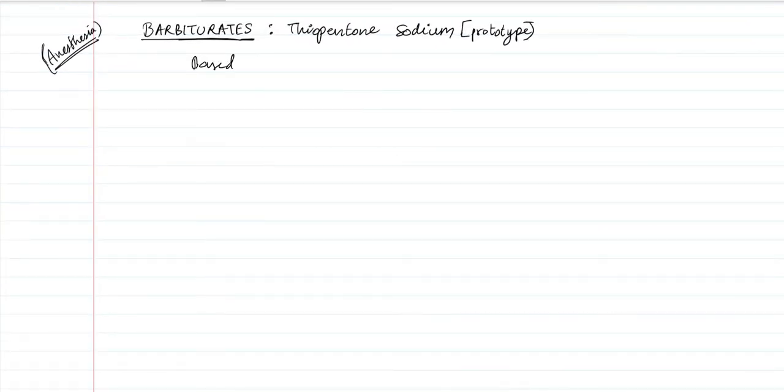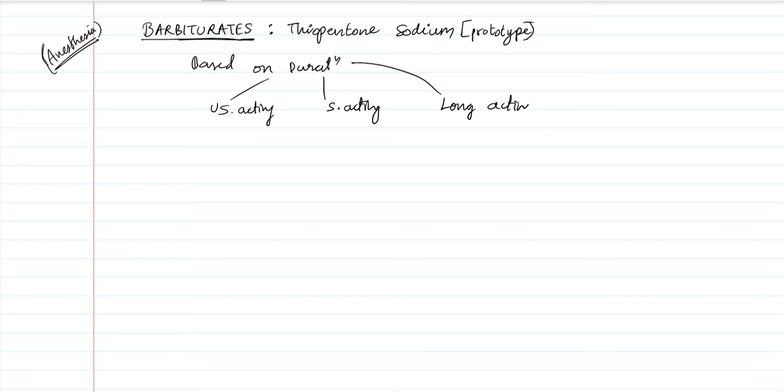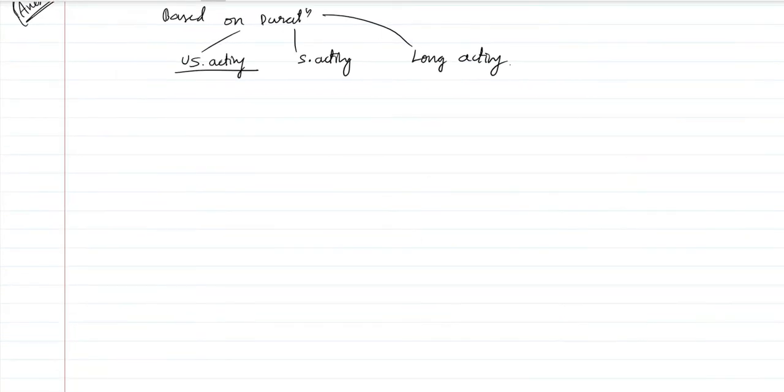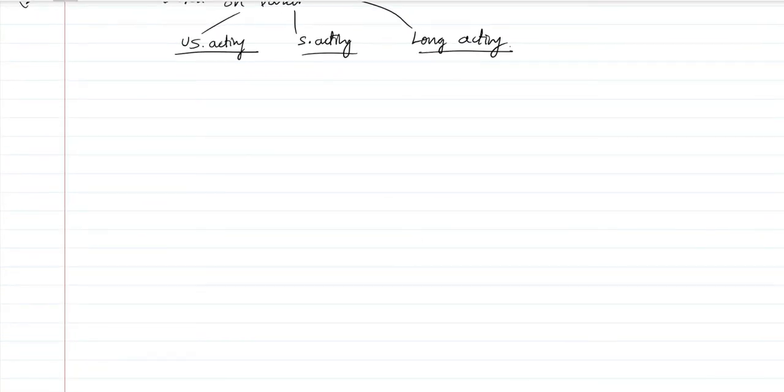Based on the duration of action, they can be classified into ultra short acting, and long acting. Now, under ultra short acting, we have thiopentone sodium, which is the prototype barbiturate.